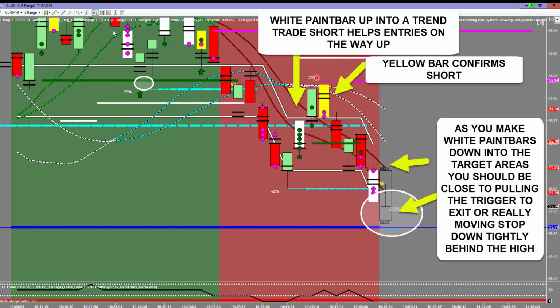One of the other things that you'll see is as you're reaching a target, either a top or a bottom, if you have a white paint bar into that top or bottom, you better be ready to pull the trigger and take that money. Because at fib support, a white paint bar down into it will usually cause a reversal. So again, we use white paint bars to help us enter assertively on the way up, and we can also use the white paint bars at targets to help us get out assertively.